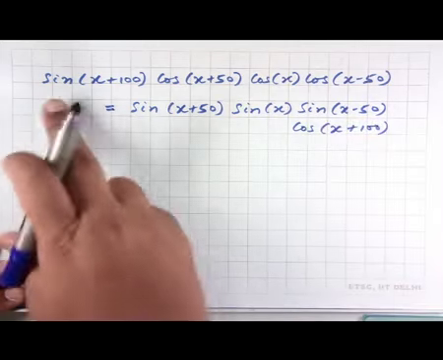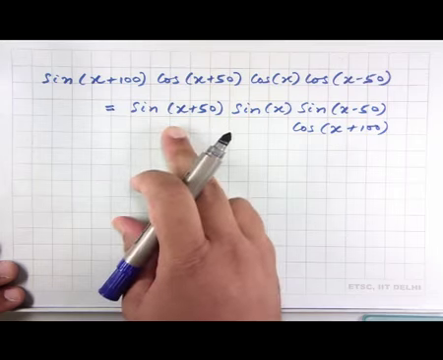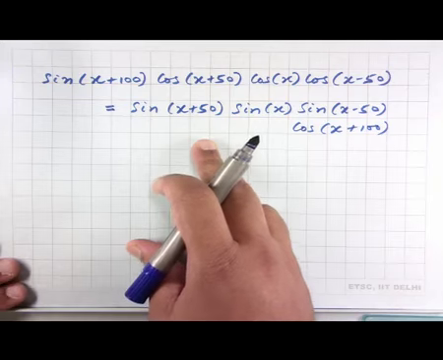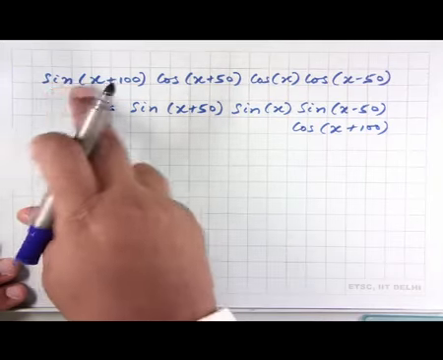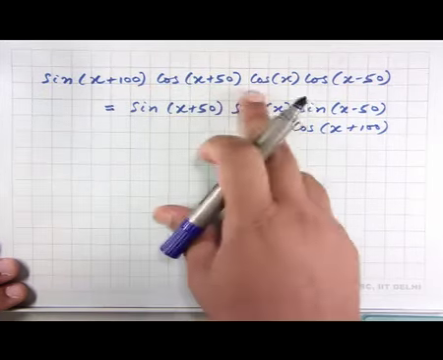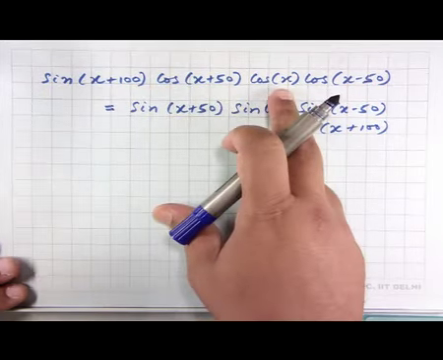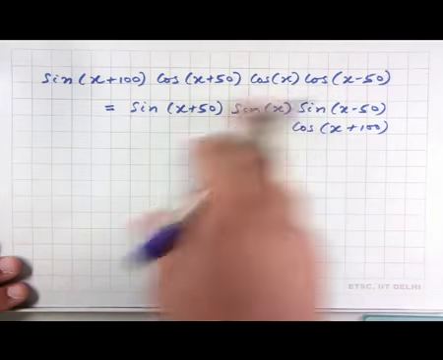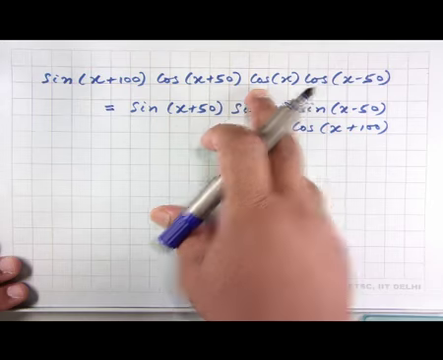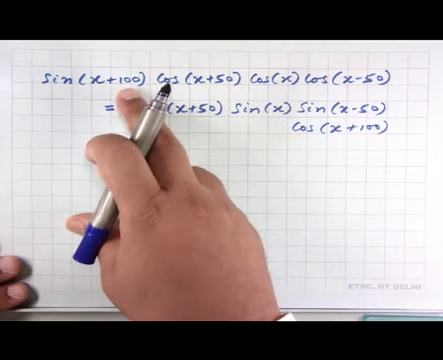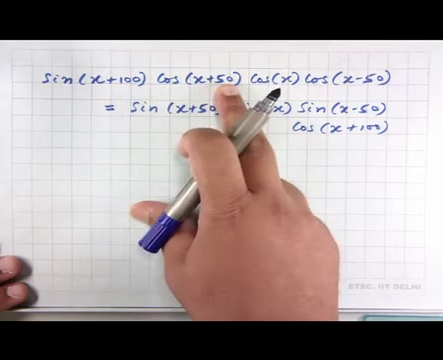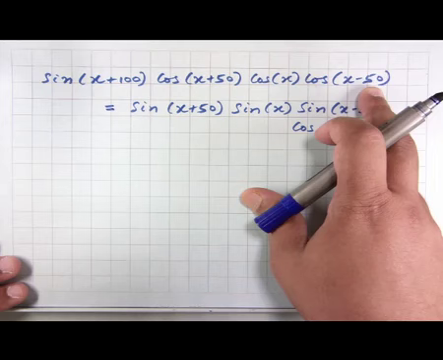We see that on both the left hand side and on the right hand side we have products of sine and cosine. But now the question is, should we combine this with this, or should we combine sine of x plus 100 with cos x? And what we see is that if we combine sine of x plus 100 with cos x, then we get a term which is sine of 100, and we get a similar term if we combine cos x plus 50 with cos x minus 50.